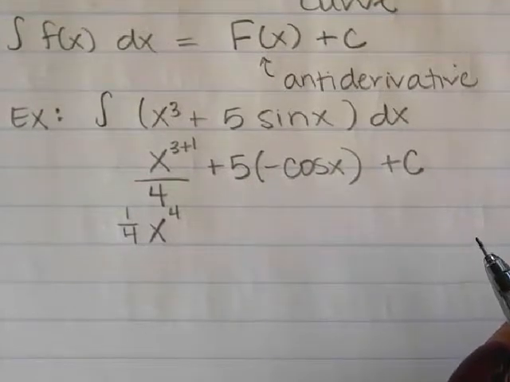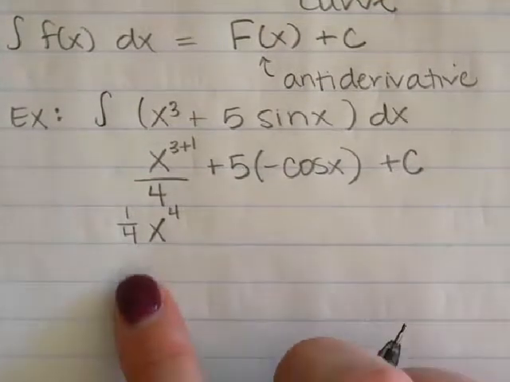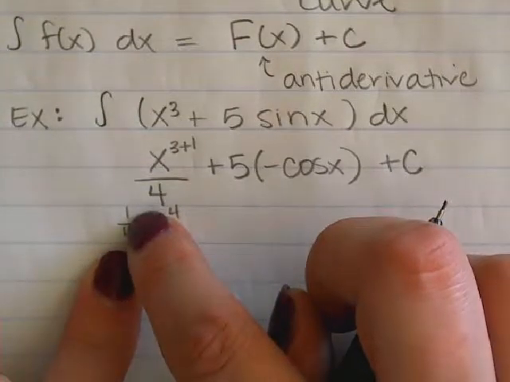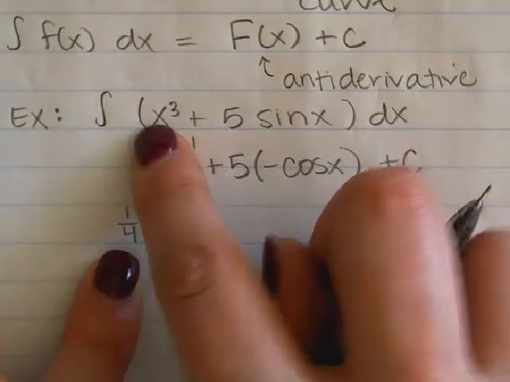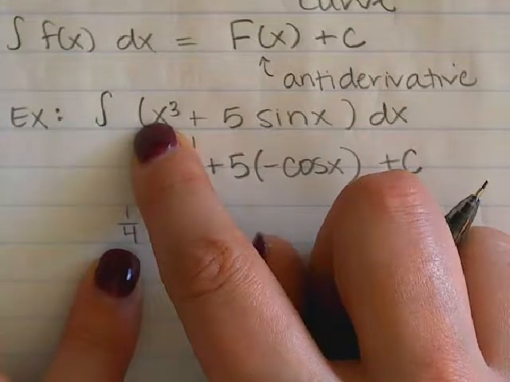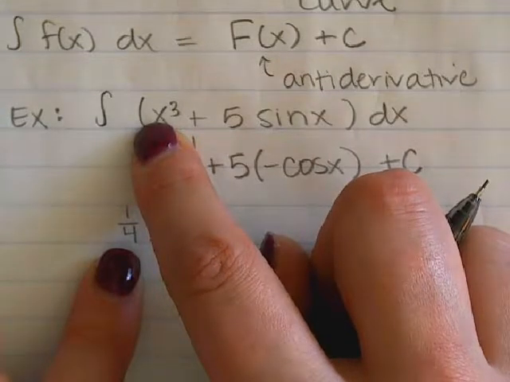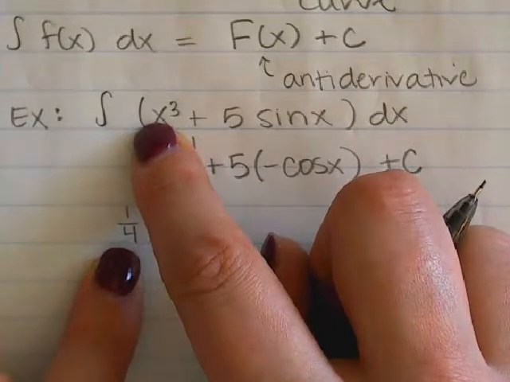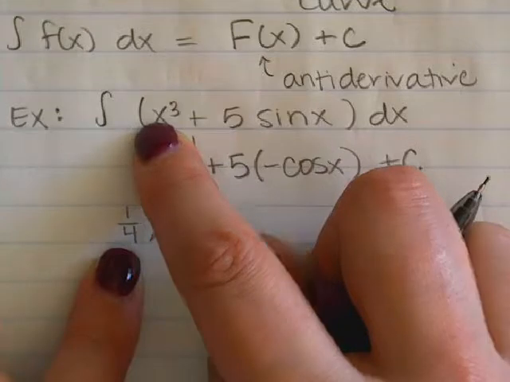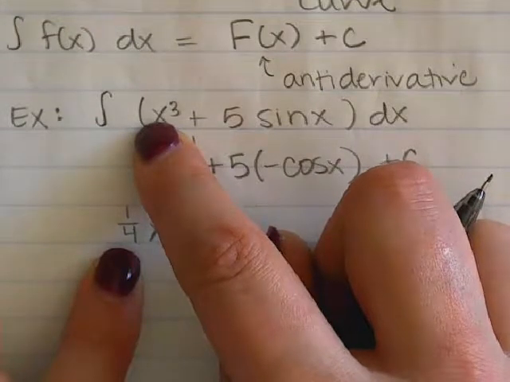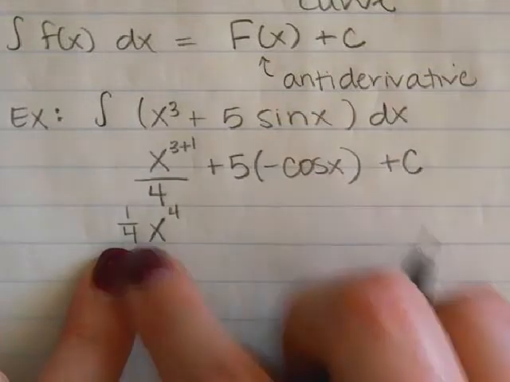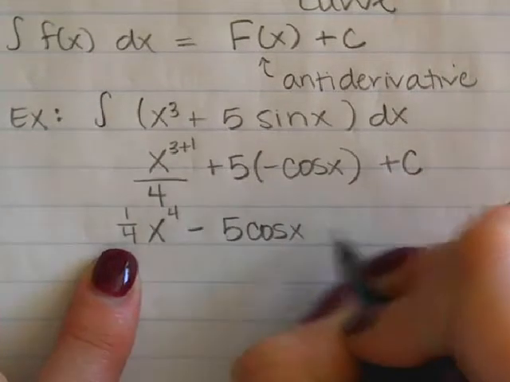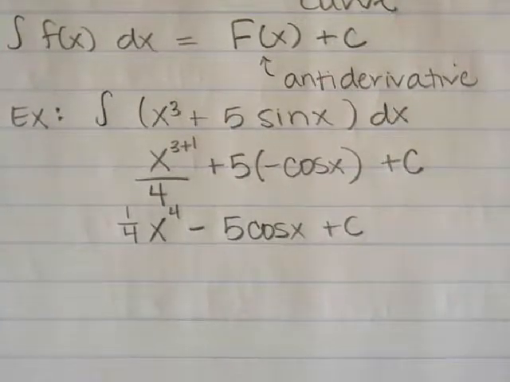So if you think about how derivatives work, we would have had a number in front. We would have multiplied that. 4 times 1/4 is what made the one up here. So to undo that multiplication, we should be dividing. If there were a number in the front, you would divide by it. So if derivatives involve multiplication, then antiderivatives should involve division. So 1/4 x to the 4th minus 5 cos x plus c. There's our antiderivative.